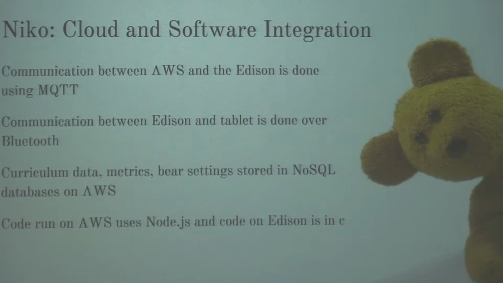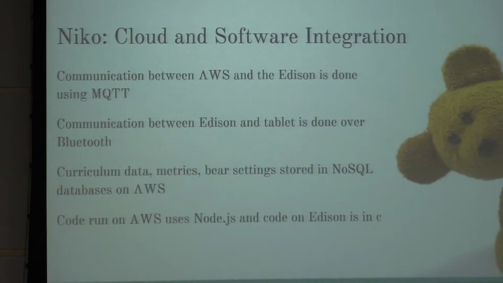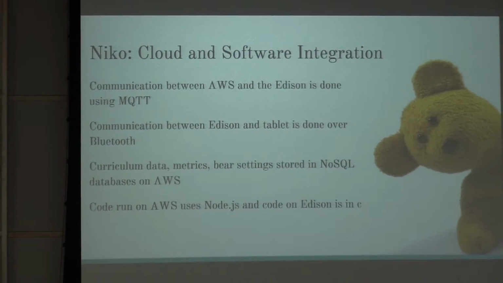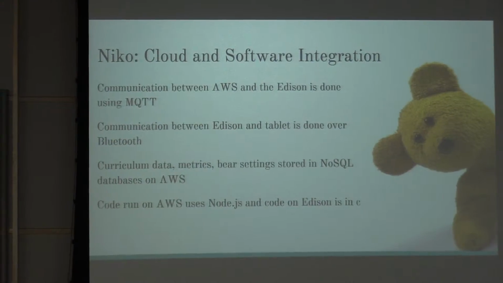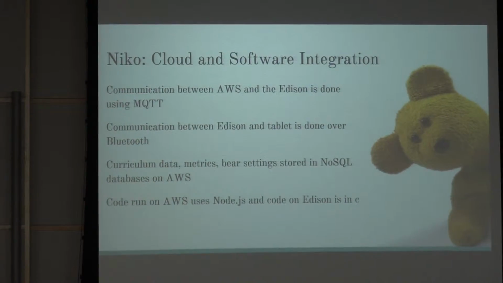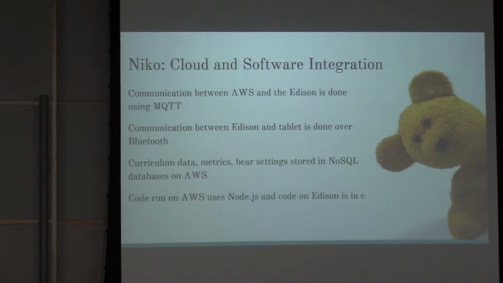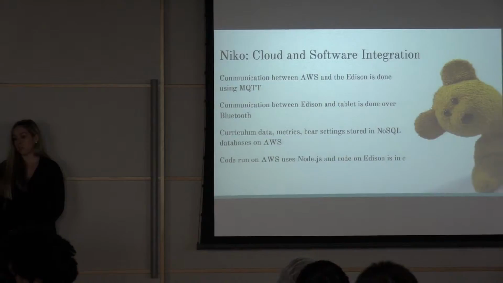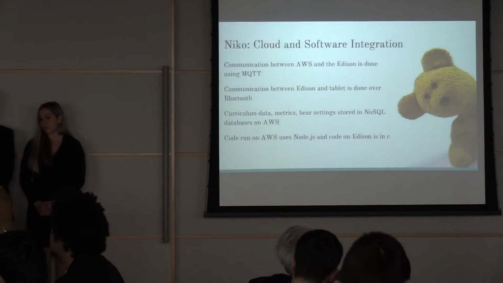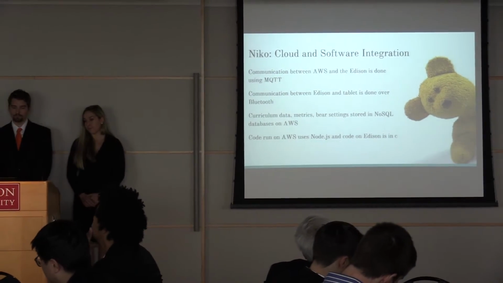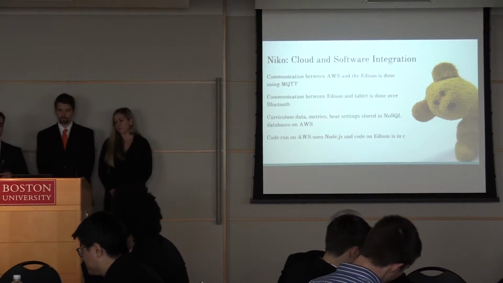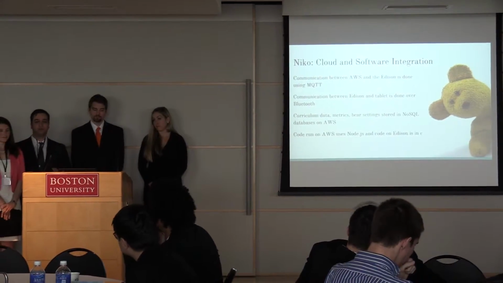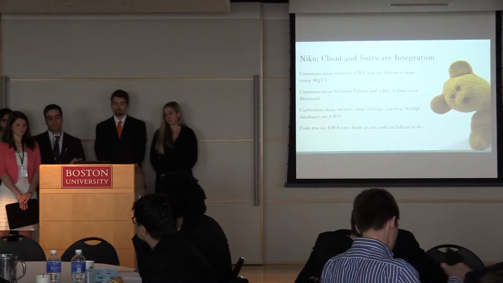So I was in charge of the cloud and the software on the Intel Edison itself. The communication between AWS and Edison is over MQTT. What happens is the Edison will post a message, and then depending on what the current settings are, we'll send the message back to the Edison, which will update it with what the current topic is, what the current settings are. And then communication between the Edison and the tablet is done over Bluetooth. We send messages back and forth depending on what is happening. So we send like the name of the image and what the tablet is supposed to say. And then we store all of our data on NoSQL databases that are stored on the cloud.